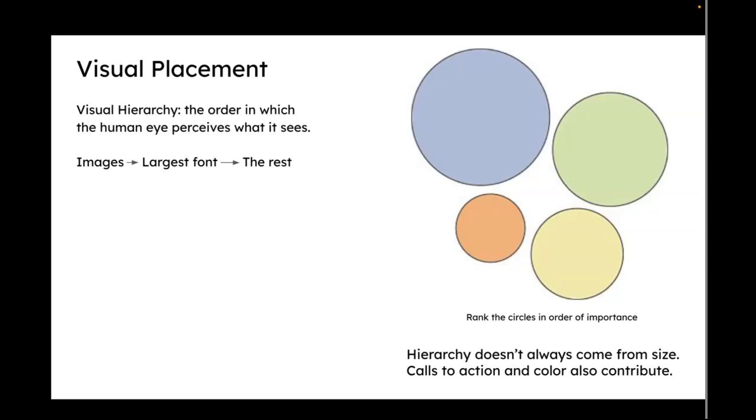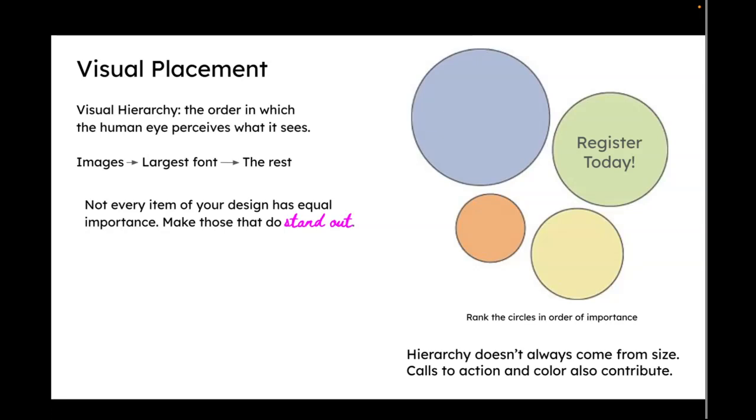Color can also be significant. So let's say, for example, I had one green circle and the other three were red. If you were able to see the colors, you might instinctively think, okay, the green must be the most important because it's a different color than all the rest. When we have a call to action, I might have text in one box. And again, if I asked you that same question to rank the circles in order of importance, you would most likely choose the one that has text today, the call to action, over size.